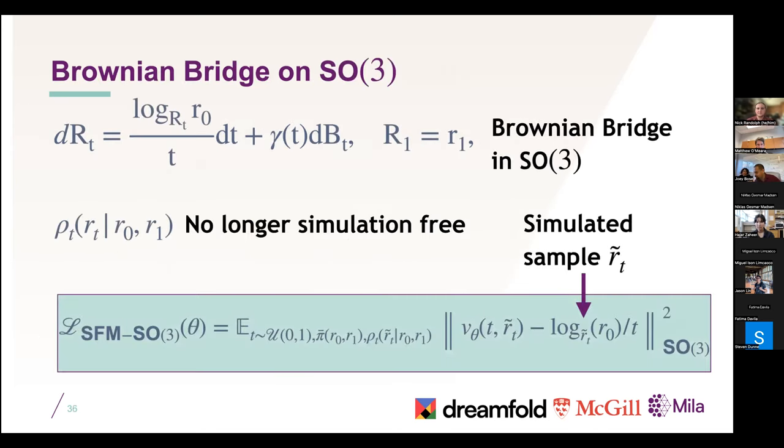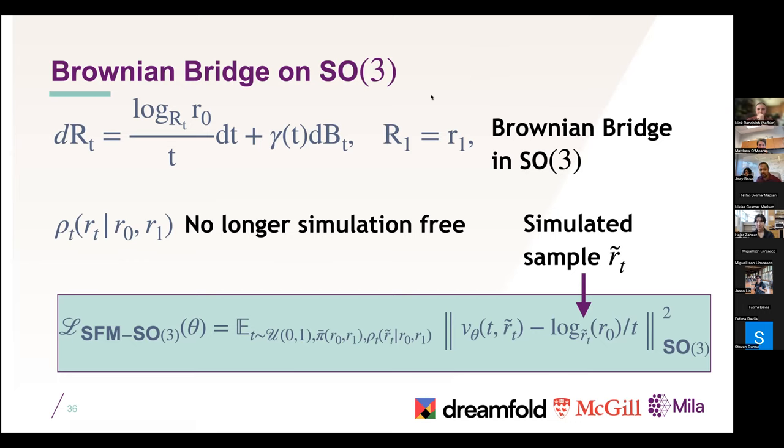Unfortunately, for general Riemannian manifolds, we don't have this nice closed form solution, because we would want to do the same thing. So what does a Brownian bridge look like in SO3? We're doing the same idea over here. We do the logarithmic map at R_t given R_0. So it's, again, the vector field that's pointing you in the right direction divided by time. And then you add some sort of Brownian motion, but this Brownian motion is now Brownian motion on the manifold. It's just the same business over here.